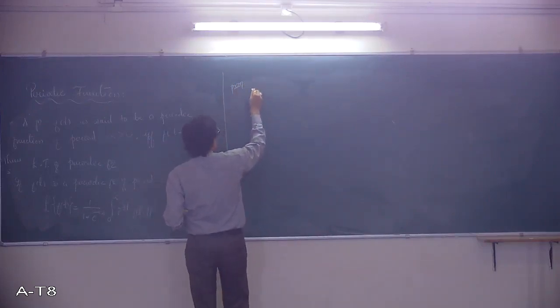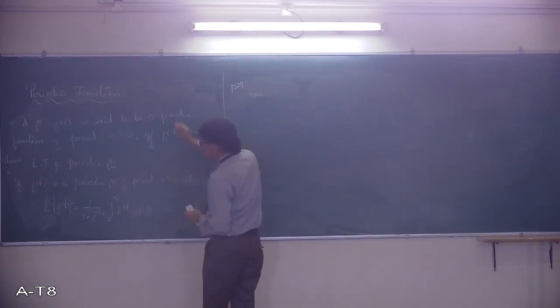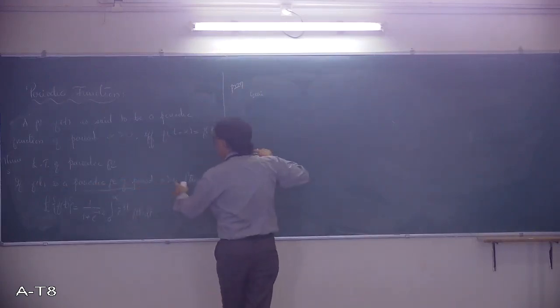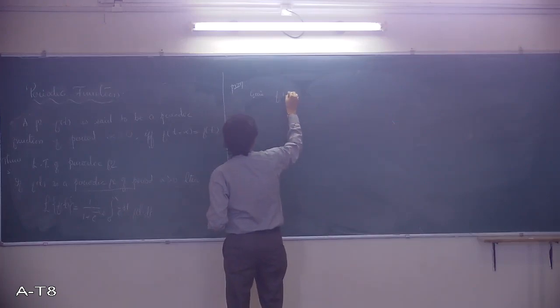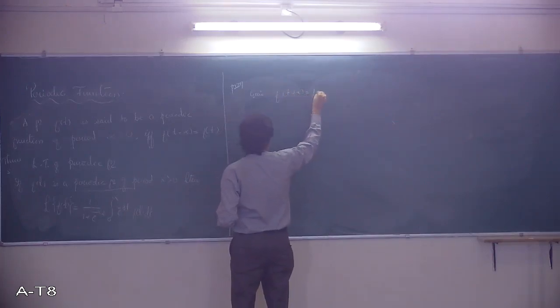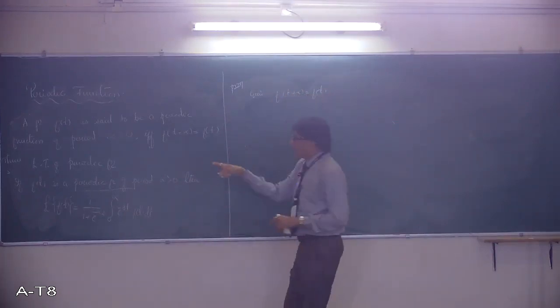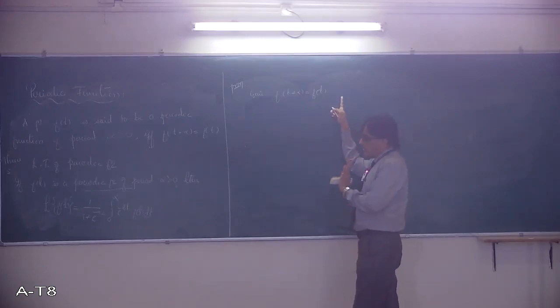Okay. Given that I am writing. So it is given to you, a periodic function of period alpha is nothing but I can write it as f of t plus alpha equal to f of t. What the statement is, I have written symbolically. This is given to you.